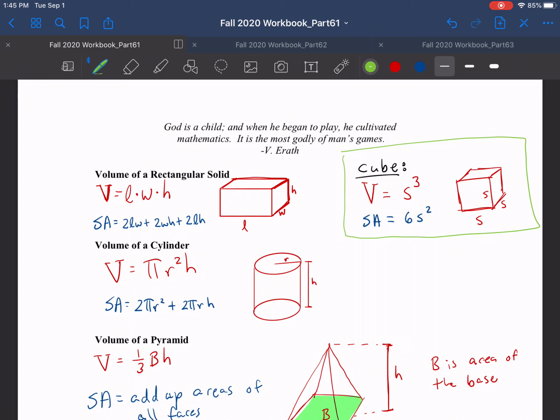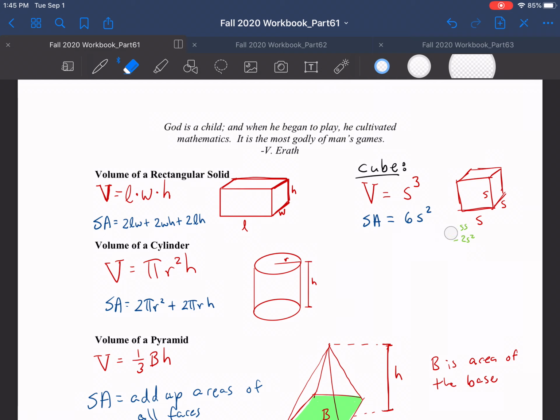And over here, we basically end up with 2S times S plus 2S times S plus 2S times S, which is 2S squared plus 2S squared plus 2S squared, which is the 6S squared we have right there. And that's where those versions come from. But you can always just use the rectangular solid versions to do a cube. It's just going to all reduce down to those right there.